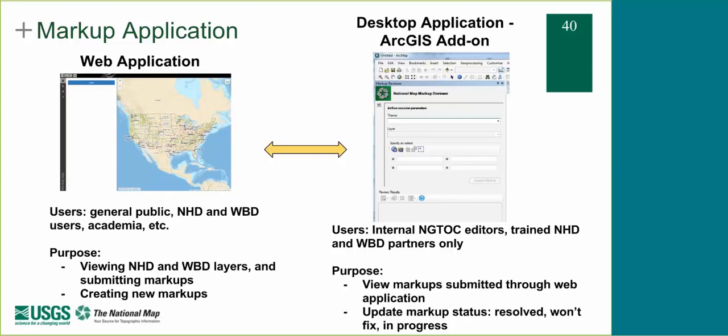If for some reason the markup doesn't get validated, it'll get flagged as won't fix, and there will be a comment providing an explanation of why something has been declined. And then if review is in progress, then the markup will be flagged as in progress. So all of that will be reflected back into the web application, and the users will be able to go in and see the status of their submitted markups. So we're very excited. We're hoping this will improve the process significantly, and it will play a key role in our NHDPlus high-res QC process.